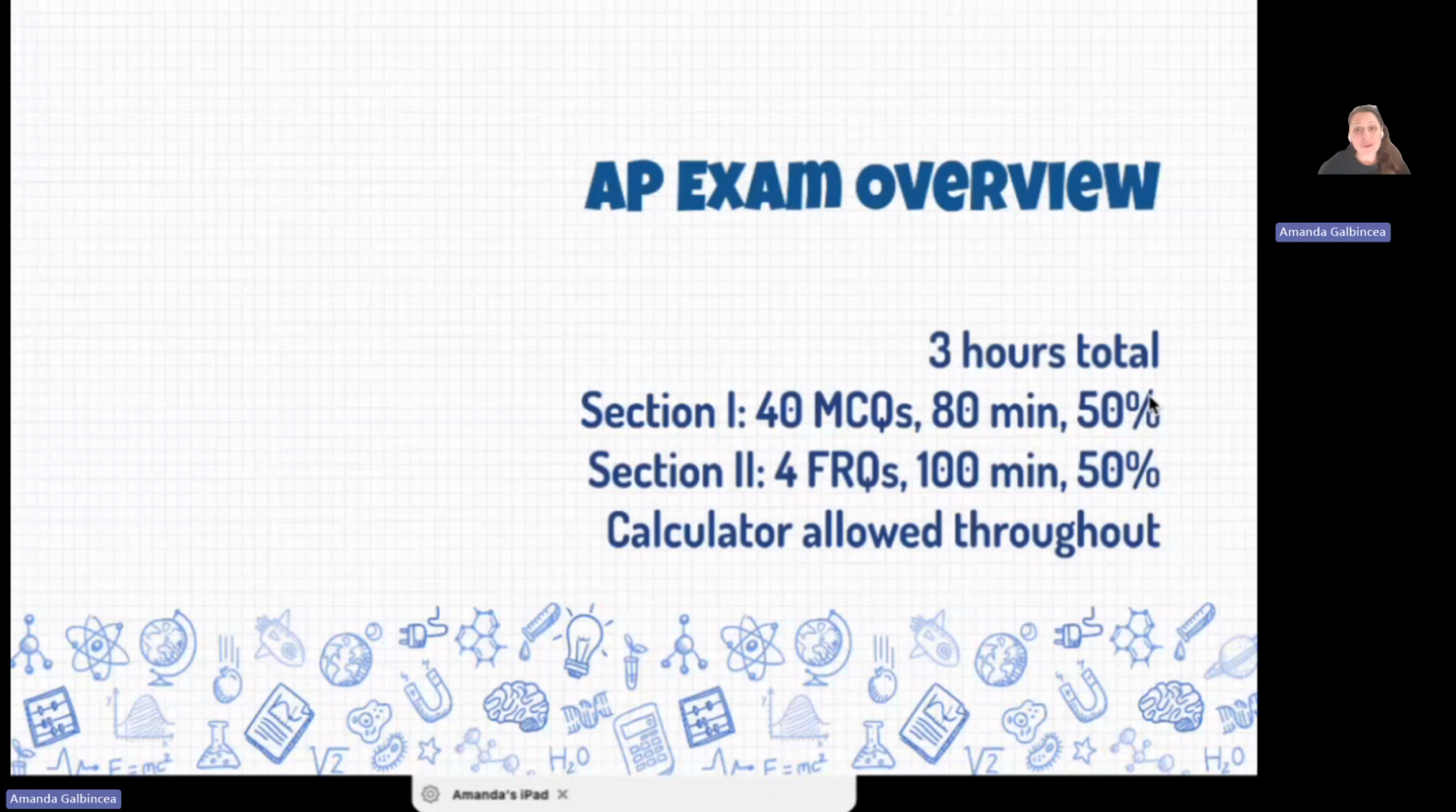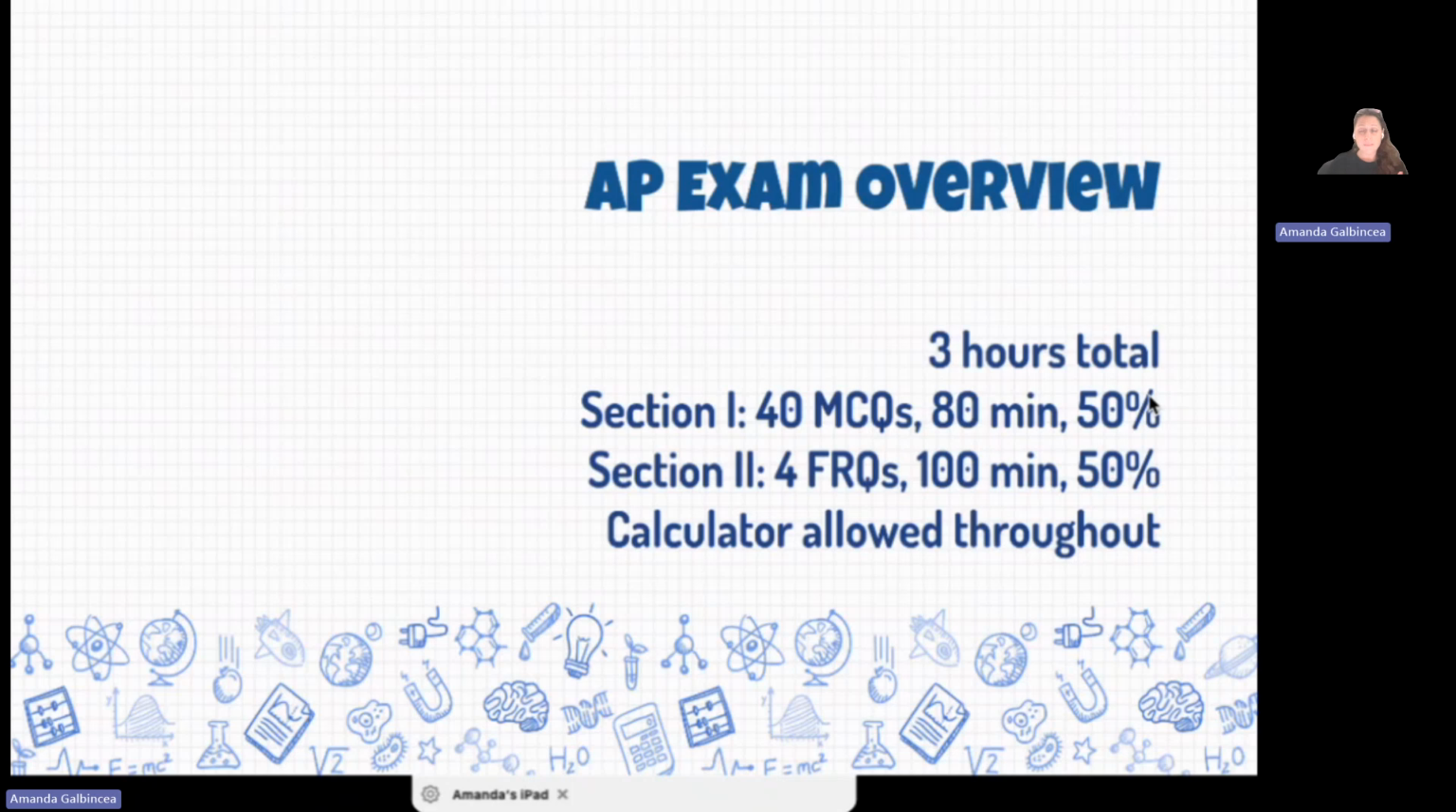AP exam, I'll give way more information about this as we get closer to it, but I will say that if your student is registered for this class, the expectation is that they take the AP exam. This is an AP exam prep course. The exam is in May. It is 3 hours total. They're allowed to use a calculator, and a score of a 3 can earn them college credit.